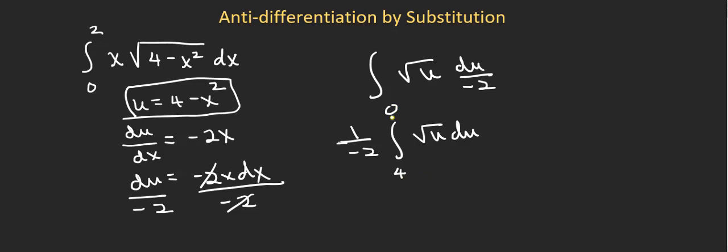Now notice, you want to have the lower number on the bottom and the higher number on the top. So when you interchange that, a negative comes out. Negative, negative cancels out. You get 1 over 2, integral from 0 to 4 of u to the 1/2 du. Now all you've got to do is evaluate.